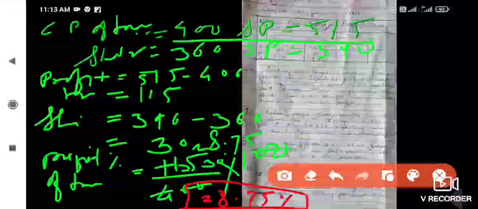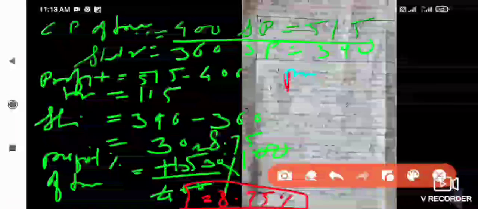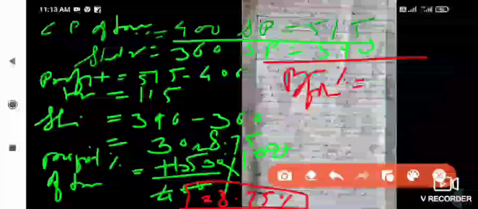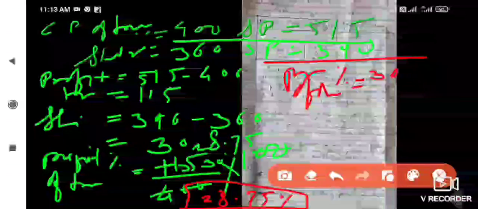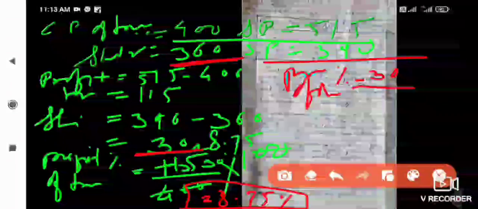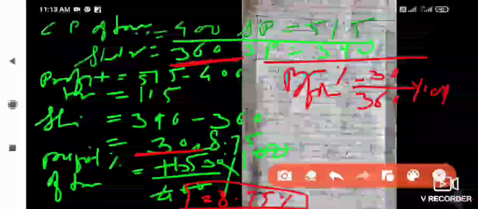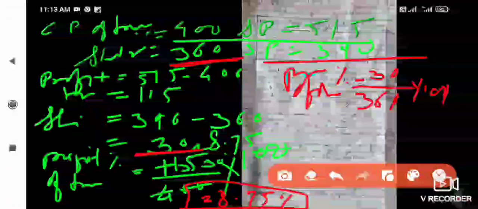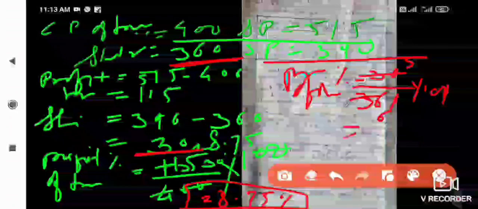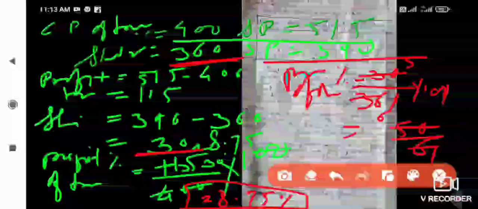So profit percent of shirt is equal to profit upon CP of shirt into 100. Profit in the shirt is 30 rupees, CP is 360, into 100. Here the zeros get cancelled with this 0. Now 6 5s are 30, 6 6s are 36, and 5 10s are 50 upon 6, 6 1s are 6, 6 8s are 48.